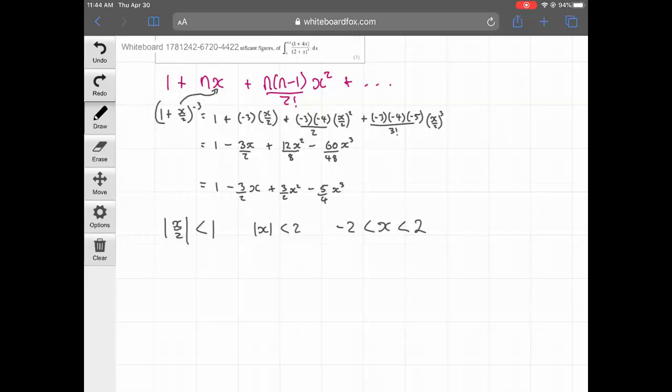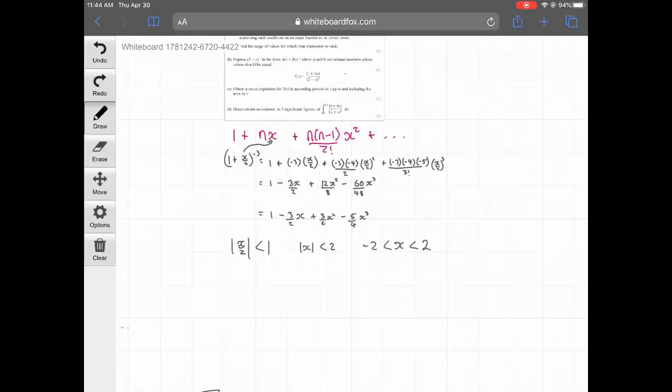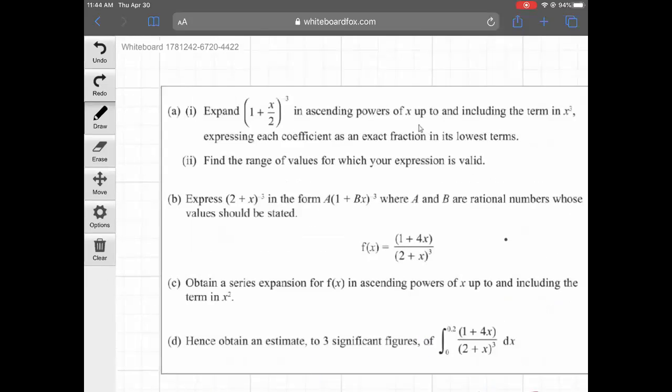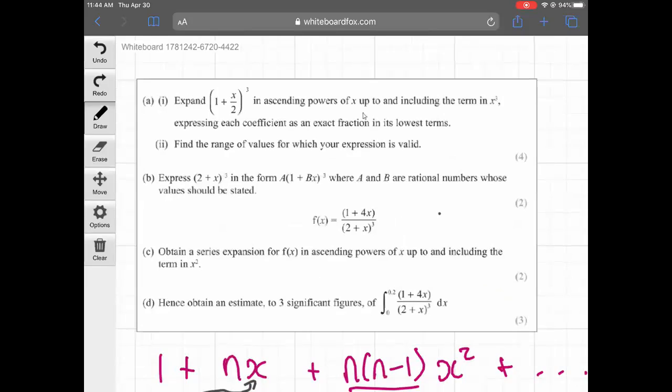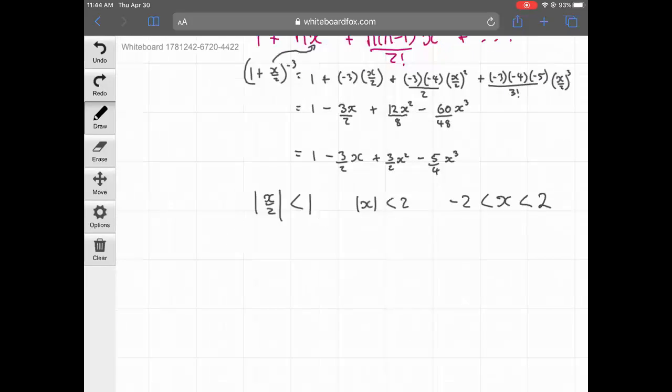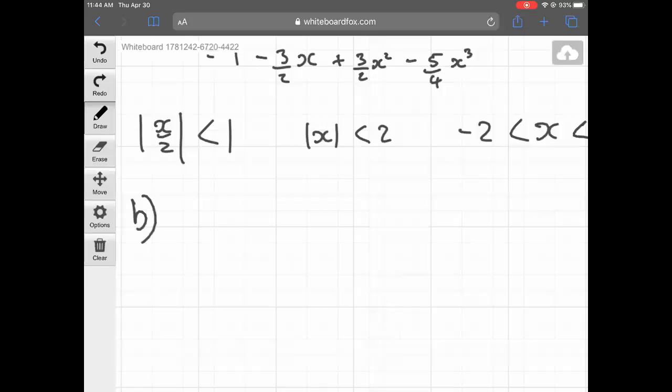Okay. All right. Part B. Express 2 plus x to the minus 3 in that form. So now it's not in the nice form, so we need to make it in the nice form, where a and b are rational numbers, so the fractions basically, whose values should be stated. Okay, so we've got 2 plus x to the minus 3. So let's work that out. B.